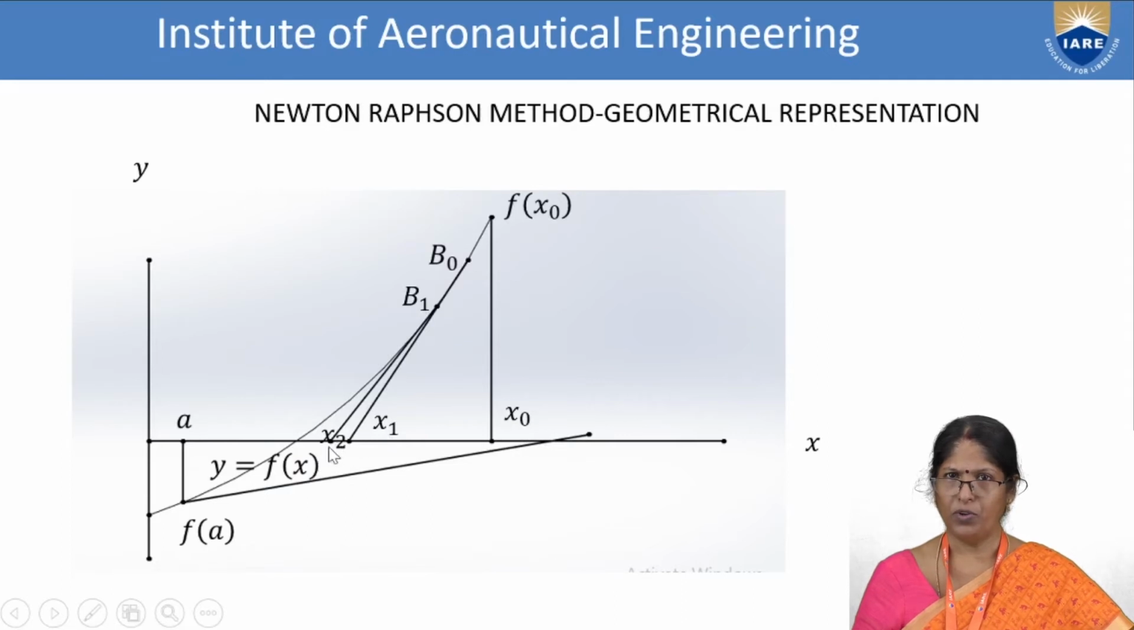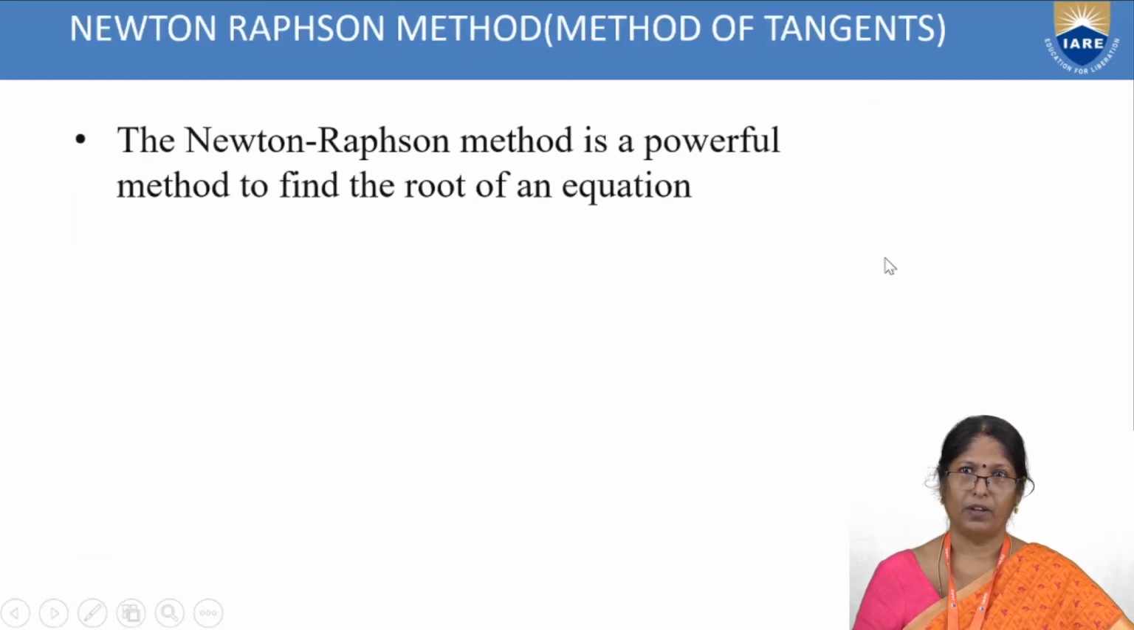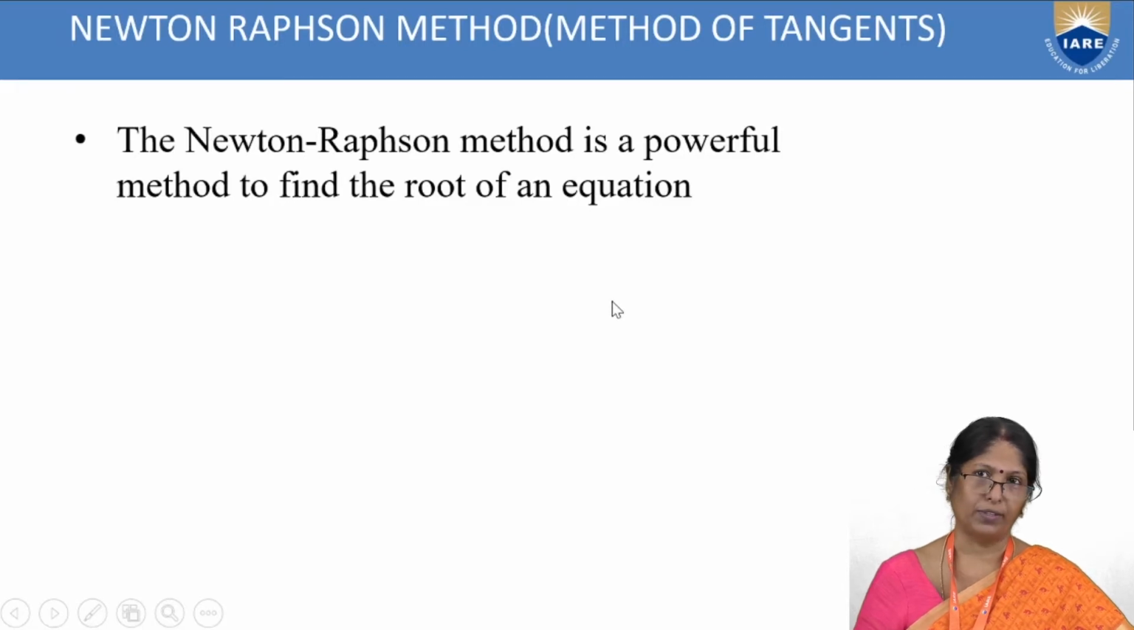If we continue this process, we can get an approximate root by using this Newton-Raphson method. This method we can even call a method of tangents. So the Newton-Raphson method is a very powerful method to find the root of equations.